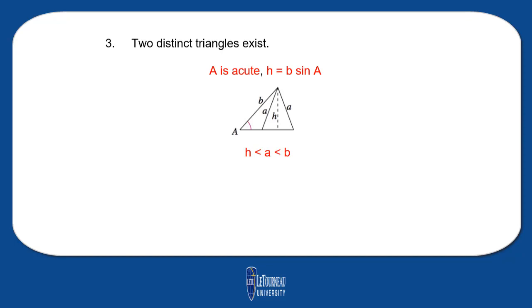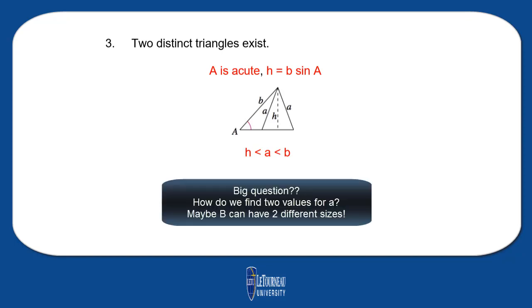Now, what about if two distinct triangles exist? A is acute, in other words, it's less than 90, and h is equal to b times the sine of A. How do we find the two values for B? Maybe angle B can have two different sizes. So let's give it a try here.